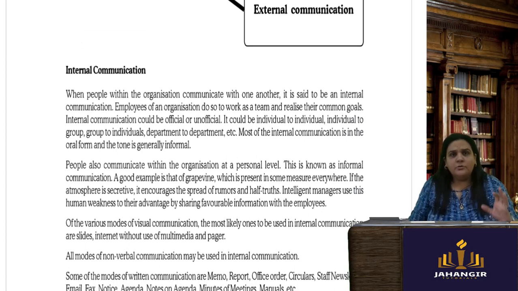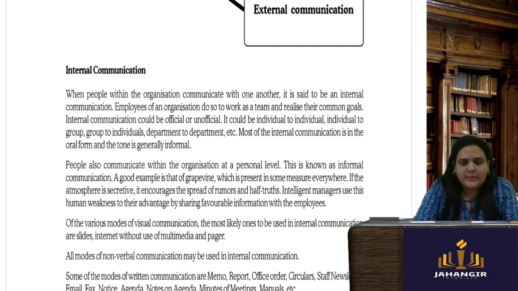Now think from an organization point of view when I'm talking about internal and external. In an organization, when you're communicating amongst the people of that organization, of course it is internal communication. But the moment I start communicating to my clients, to my regulating authorities, to my government bodies, to my stakeholders, etc., it becomes external communication. Depending upon whether this communication is internal or external, the importance also changes.